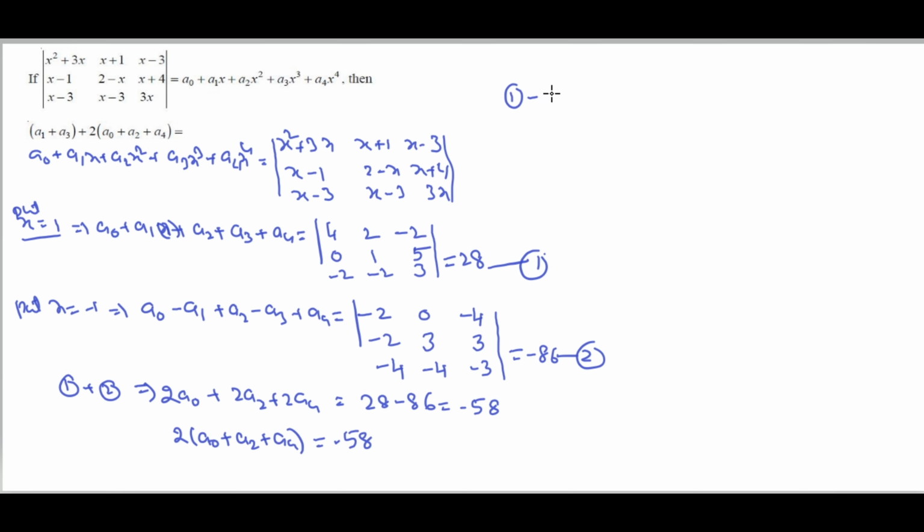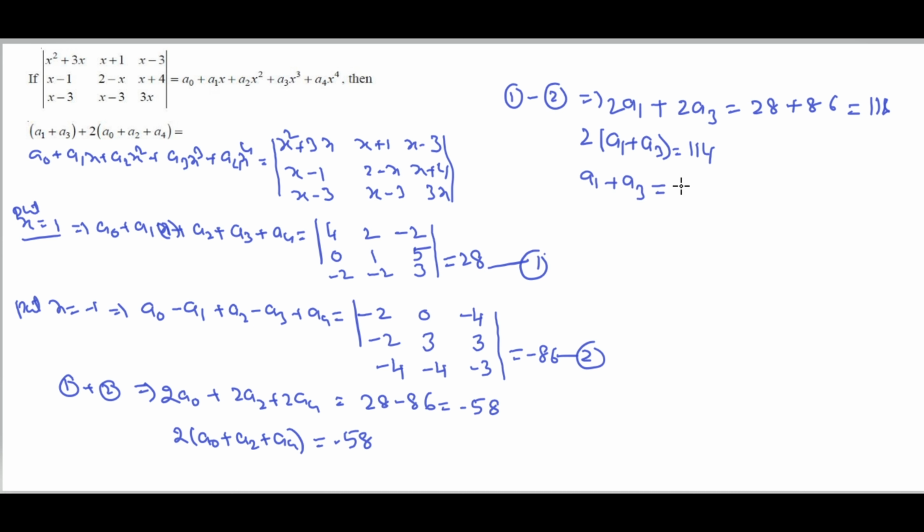Subtracting the first equation minus the second equation, that implies here a0 cancelled, a2 cancelled, a4 cancelled; a1 plus a1, that is 2a1, and a3 plus a3, that is 2a3, that is equal to 28 plus 86, that is equal to 114. So take 2 common: a1 plus a3 is equal to 57. This is taken as the fourth equation and this is the third equation.